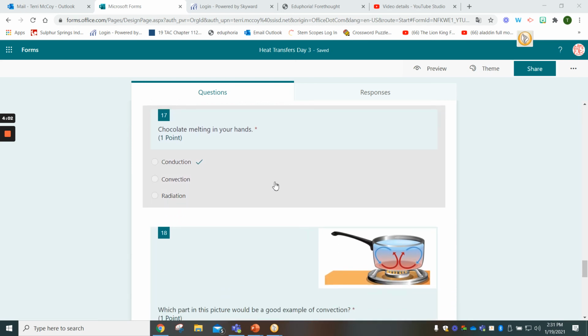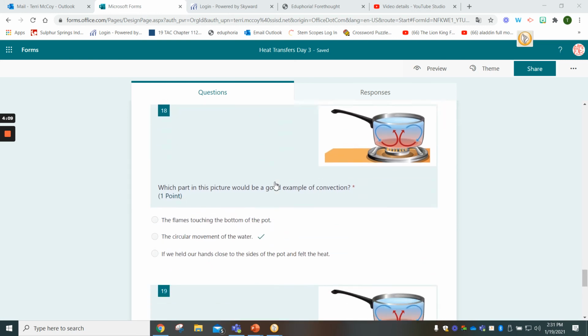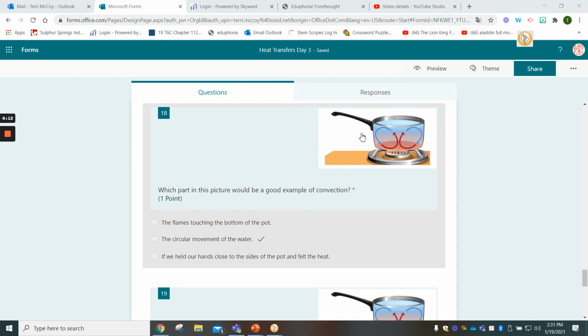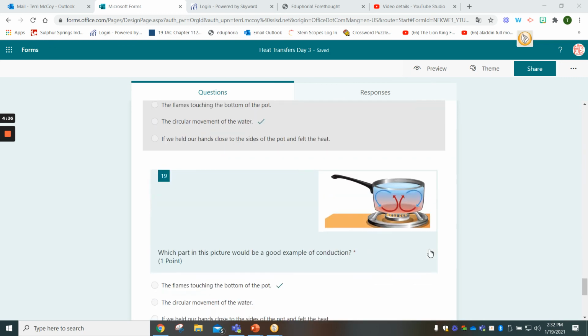Number 17, chocolate melting in your hands. That is conduction because if it's in your hands, it's touching your hands. Number 18, so we're looking at the picture here with the pot and the boiling water. Which part of this picture would be a good example of convection? So is it the flames touching the bottom of the pot, the circular movement of the water, or if we held our hands close to the sides of the pot and felt the heat? The circular movements of the water is going to be the good example of convection, because that's what convection is.